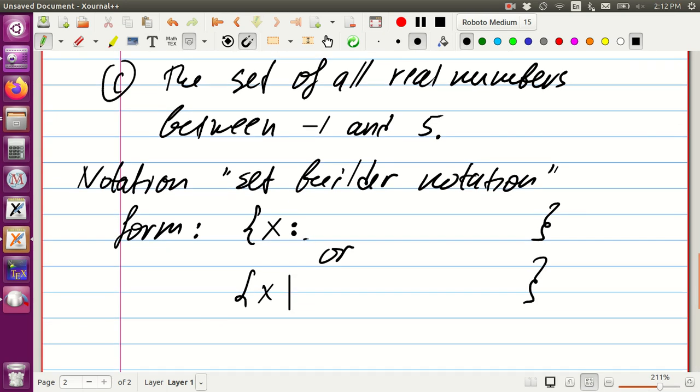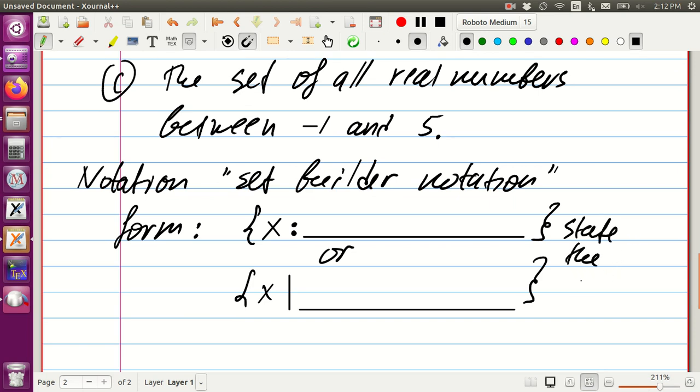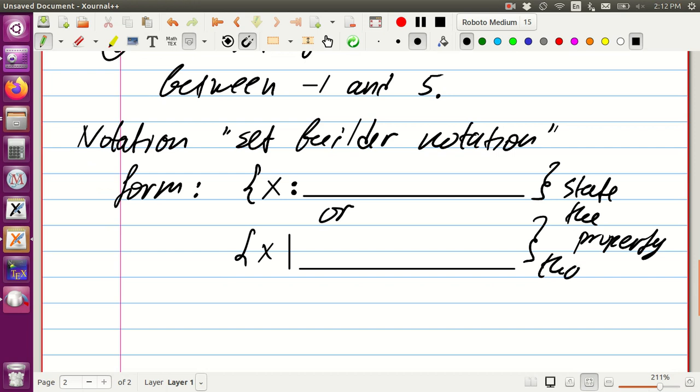And after the column over here, or after the vertical line over here, we have to state the property that specifies the set.